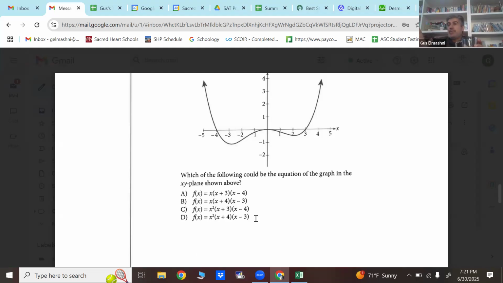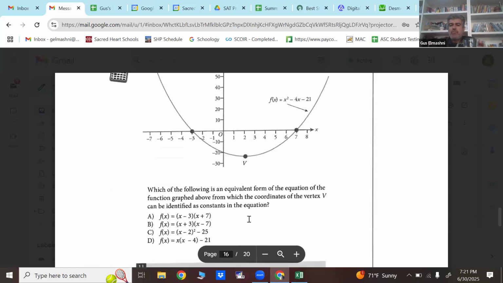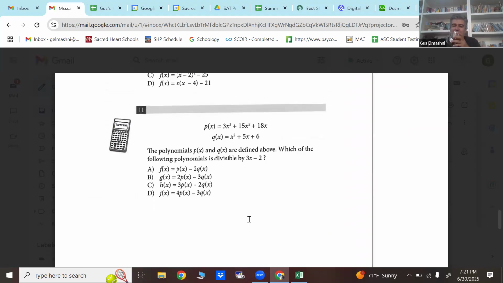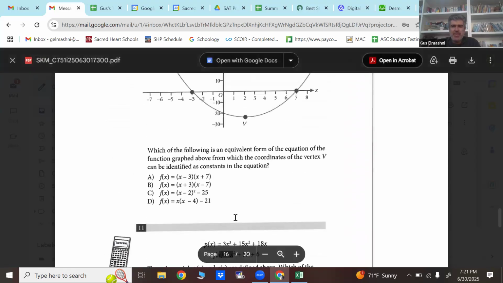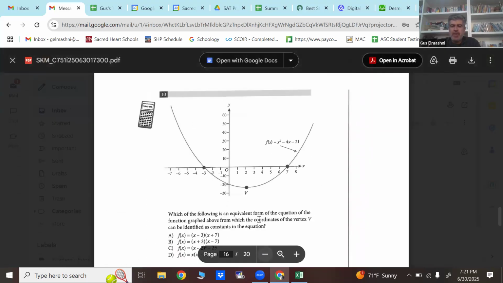But you can use Desmos and just graph each one and see which matches. So we can do that. Ooh, this is a good one. This is kind of crazy. Actually, I don't know if I want to do this one right now because it could take too long. 11. Let's do 10.